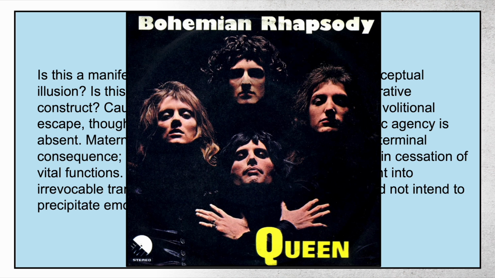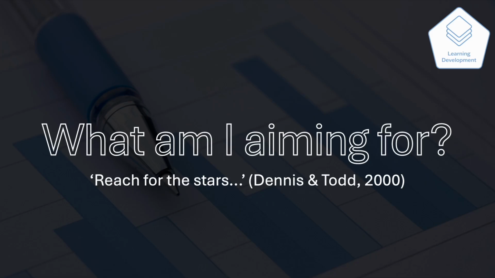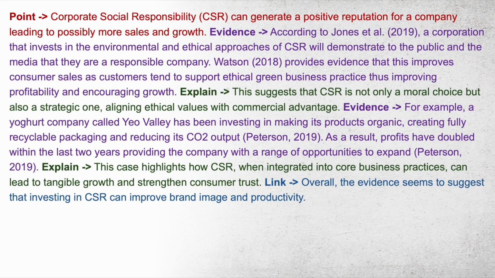So that's not what we want your academic writing to look like. Remember, clear, concise, understandable. What am I aiming for? Well, we want you to keep peeling. And here is a peel paragraph example. Pause the video and have a read of it.